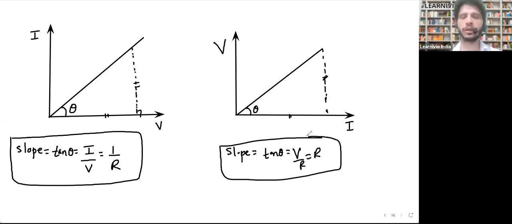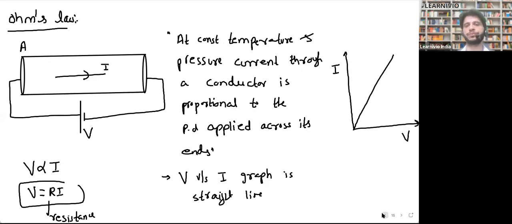So remember, you will get questions on graph. If you have voltage on the x-axis, then the slope is 1 by R. But if you have voltage on the y-axis, then your slope is R. Note it down, Ohm's law. You can write that V is in volt and current that we measure is in ampere.